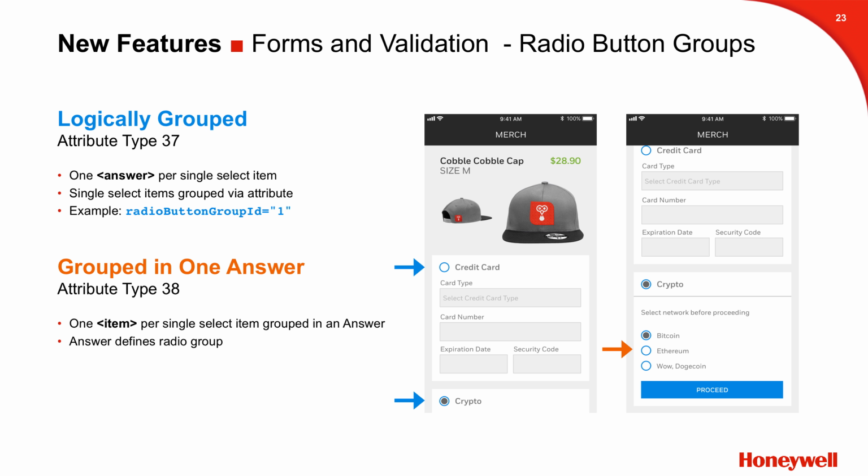And then we have the radio button group in one answer, where you use attribute type 38. You can see that in the right example, we can select between 3 different crypto payment networks, and those are just one answer, and the individual single select items are item elements, as you can see on the left. One item per single select item grouped in an answer, and the answer itself defines the radio group.